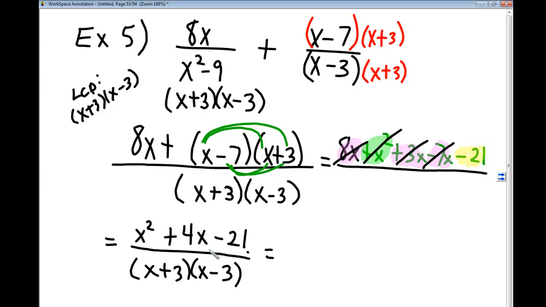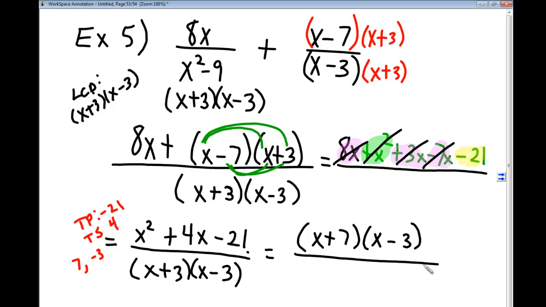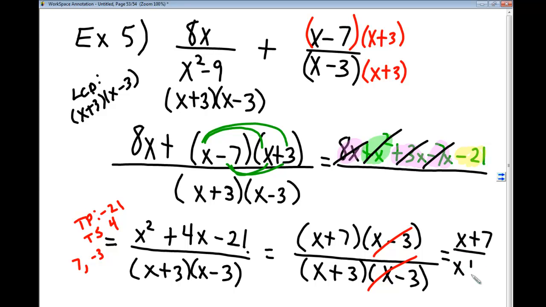Looks like this top number will factor. The two numbers that multiply together to give me that are 7 and negative 3. So rewrite that as my factor, x plus 7, x minus 3, and this will give me something that will reduce even further. At this point, we know that the x minus 3 will reduce with the x minus 3 on the bottom, and my answer is x plus 7 over x plus 3.